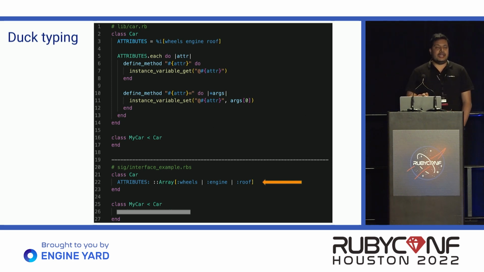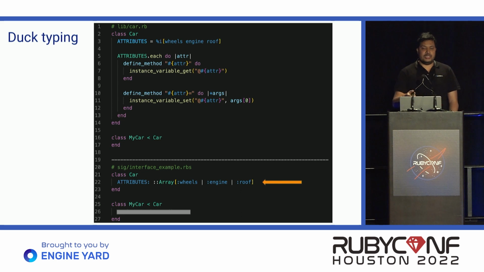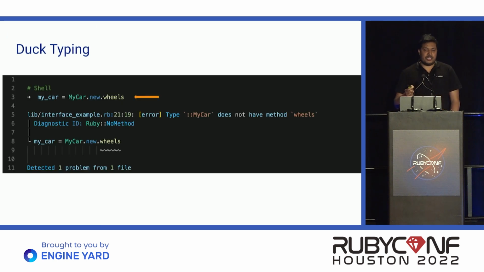And MyCar is inheriting from Car. So if I call wheels on my car object, it says that MyCar does not have method wheels, right? But if you see the code over here, MyCar is inheriting from Car, so it should have that method wheels. The reason it's not able to identify this method is that the RBS code does not have that method in the RBS signatures.